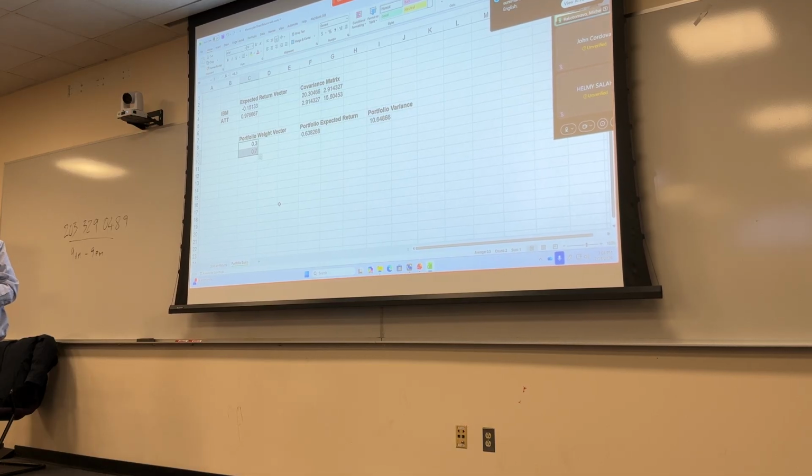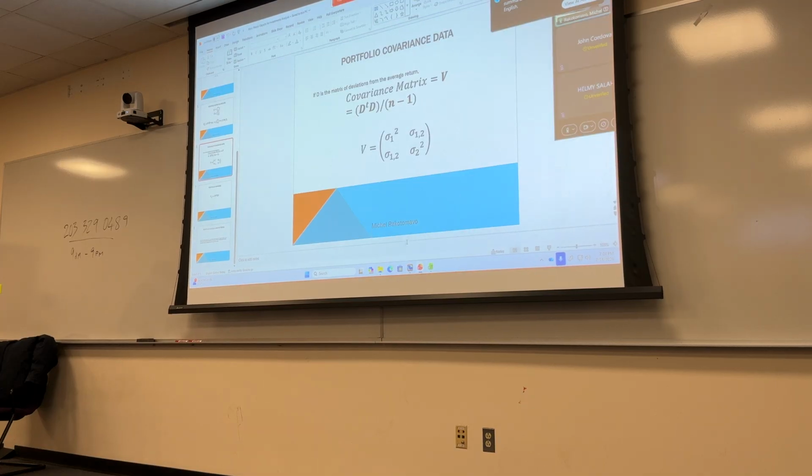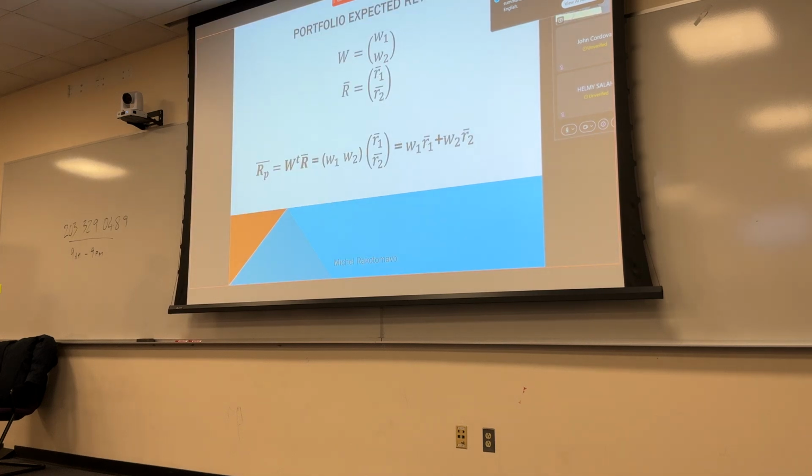right? So let's compute the expected return. You may or may not remember it. Let's take a quick look, right? The expected return looks something like this, right? Right here. So once again, you're gonna multiply two matrices, right? Transpose the weight and then multiply it by the expected return vector, right? So let's do that.